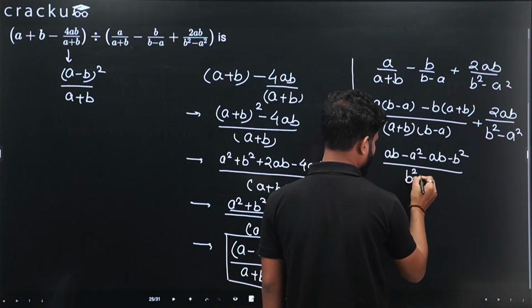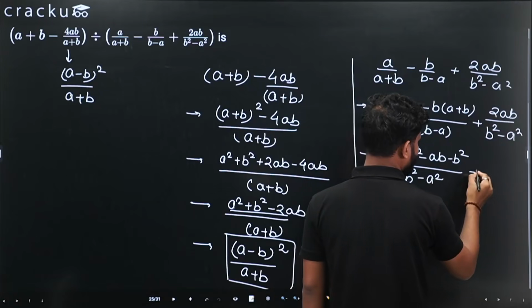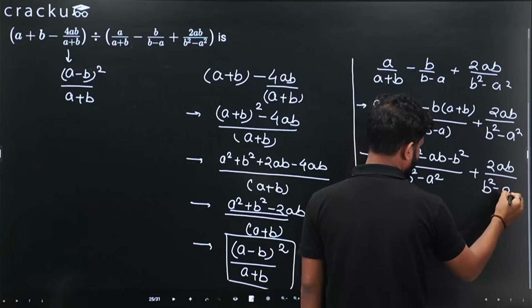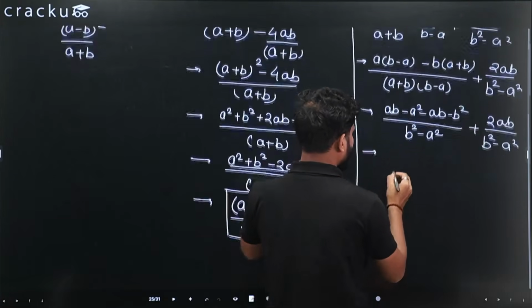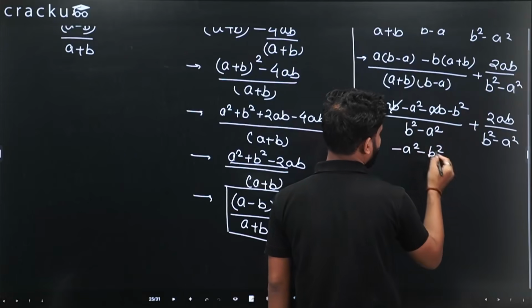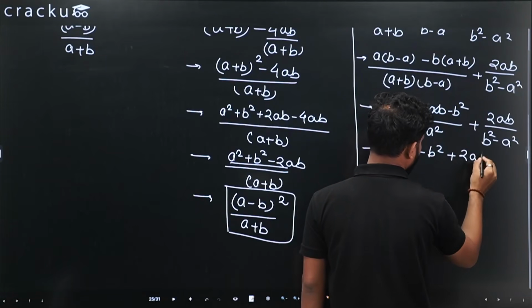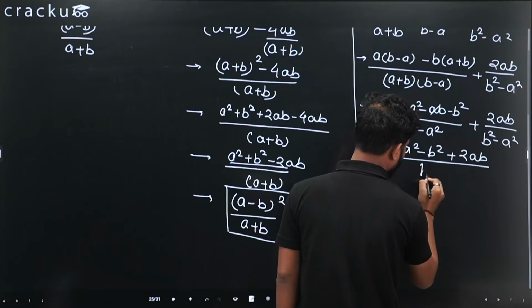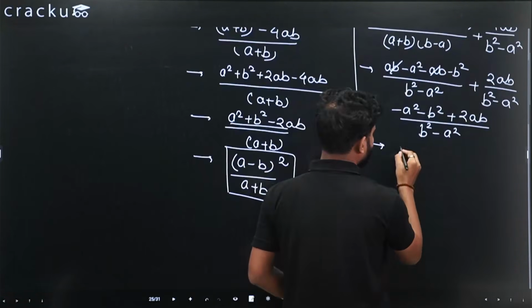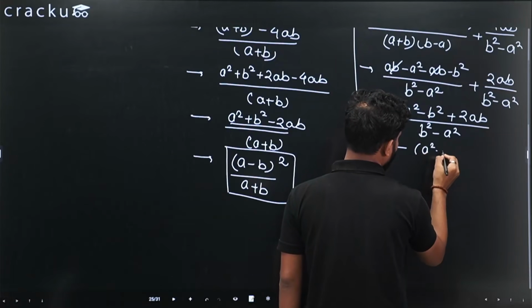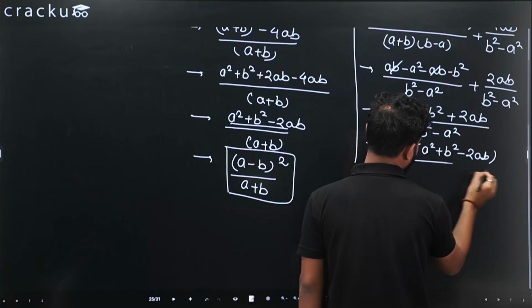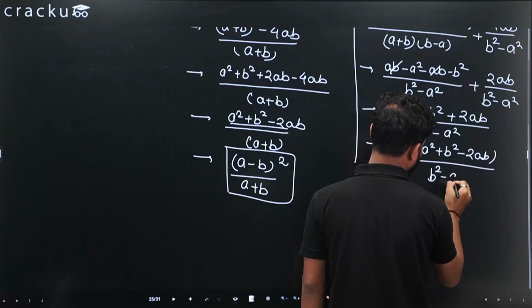This is nothing but B square minus A square plus 2AB upon B square minus A square. Right? This is nothing but minus A square minus B square, AB will get cancelled, plus 2AB upon B square minus A square. From here what I can write? This is minus of A square plus B square minus 2AB upon B square minus A square.